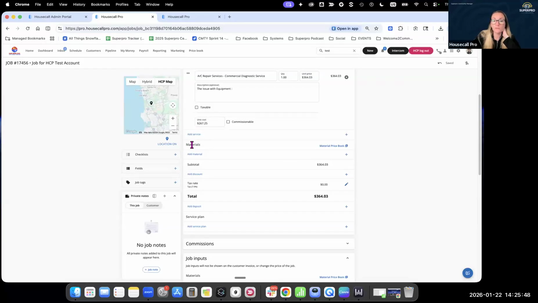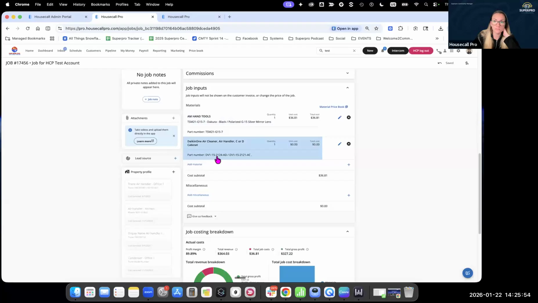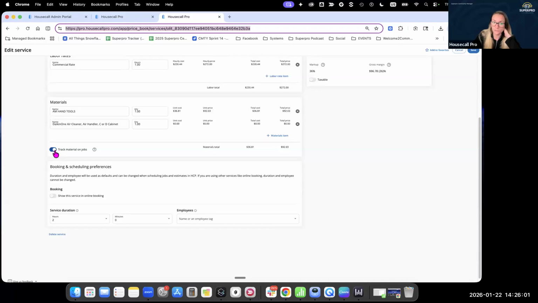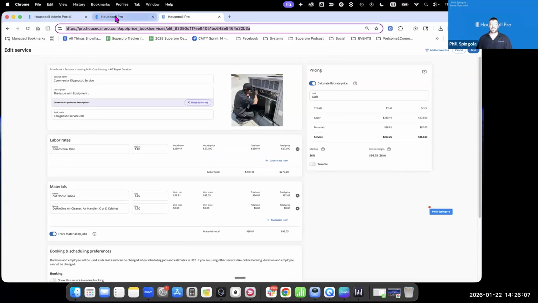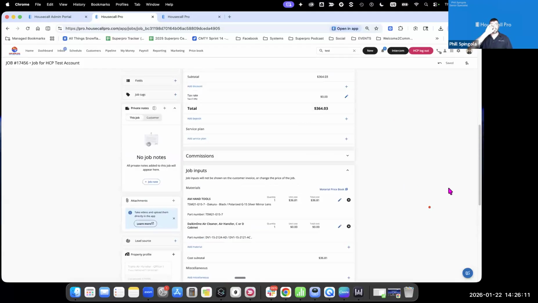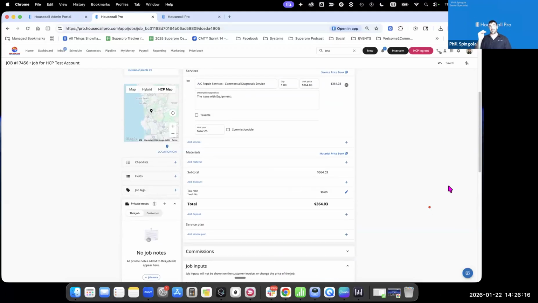The materials will not show up under actual materials, only under job inputs. With this toggled, you can see those materials on the job if you are using flat rate. Because the idea with flat rate is we just want to give the customer the service of what we're doing and the price. We don't want to give them the printout of all the materials.